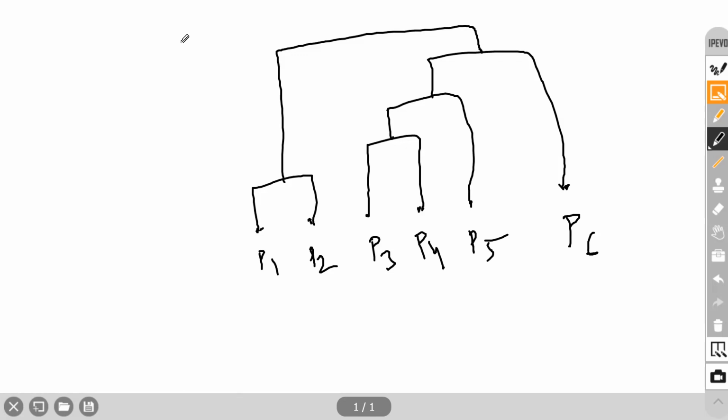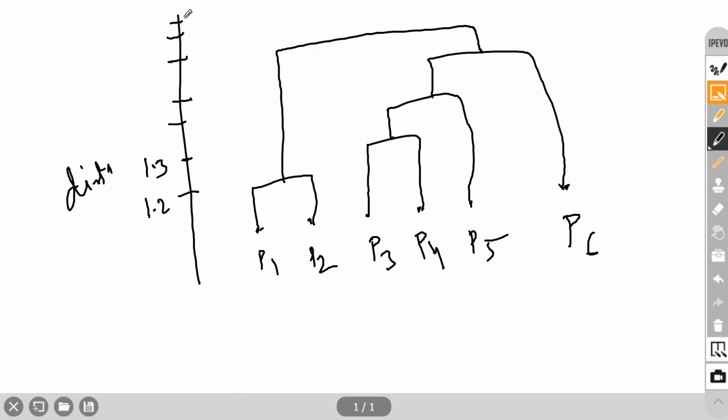Now this is the distance, the distance at which the merge has happened. Suppose it has happened at 1.2. This was merged at, suppose, 1.3, like that. Whatever the distances are, it is there. Okay, it is merged. Now, this is the hierarchy.